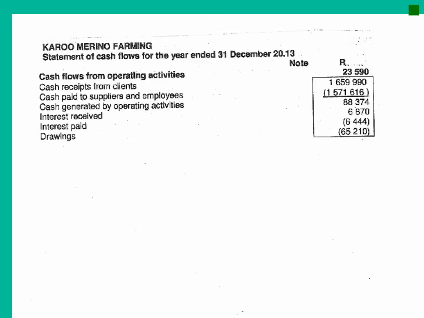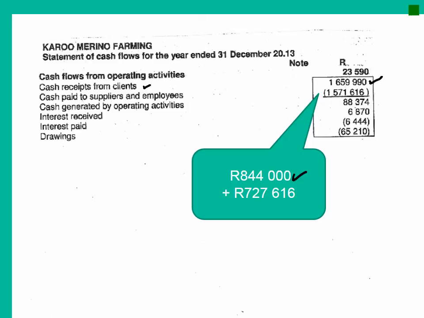So you always start with cash flows from operating activities. Your first line is cash receipts from clients, which we worked out. That was the amount that we'd actually received from clients. We debited bank, credited debtors. This is cash paid to suppliers and employees. And this $844,000 was cash paid to creditors, where we credited bank, debited creditors. And this $727,616 was your other expenses that were cash expenses. So that excluded depreciation. So those two together give me the cash paid to suppliers and employees.